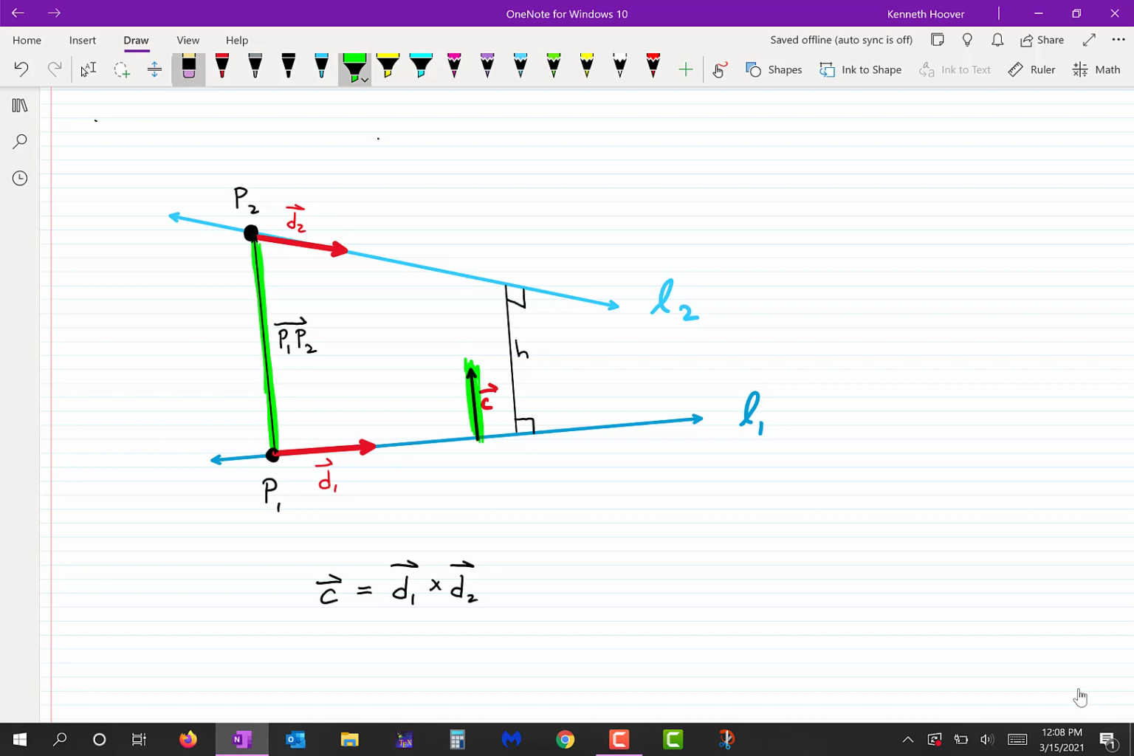So in other words, H equals the magnitude of the projection of the vector from P1 to P2 onto the vector C. So you have to go back several lectures if you need to remember how to do that.